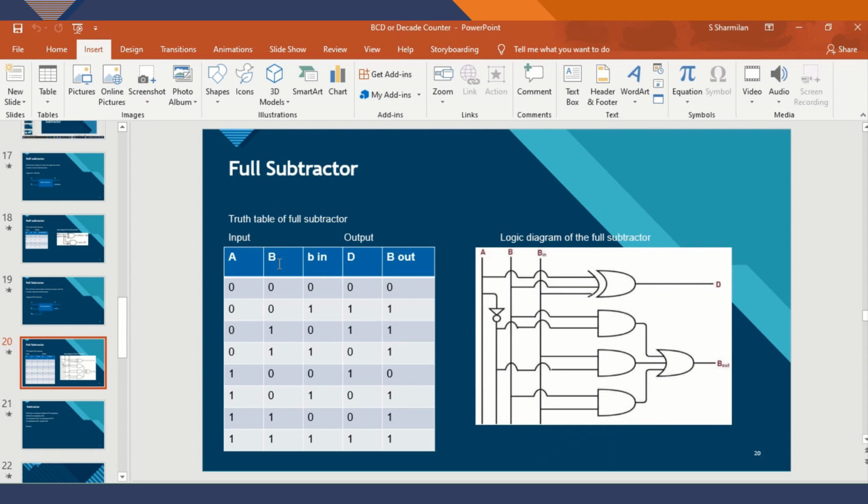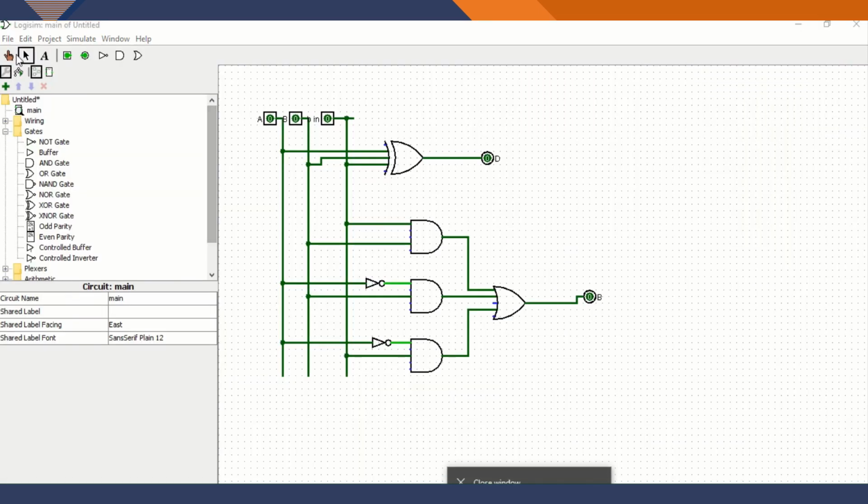See my truth table here. First condition is A equals 0, B equals 0, B in equal 0. Now I am going to change A equals 0, B equals 0, B in equals 0. These are already 0. So here my output D equals 0 and B also equals 0.